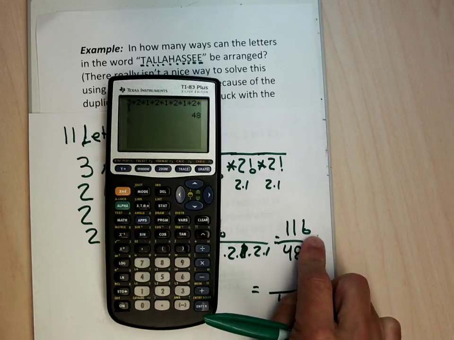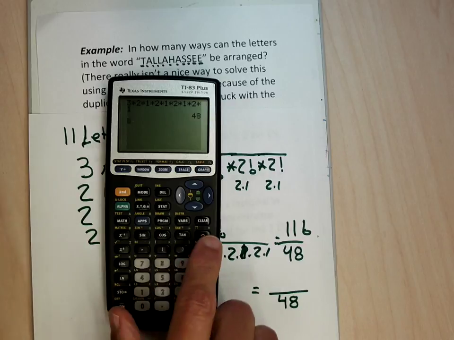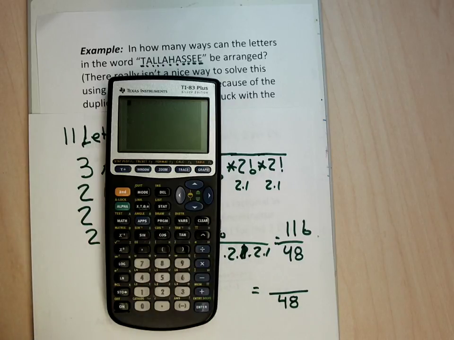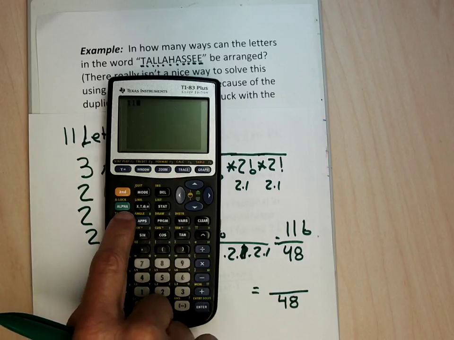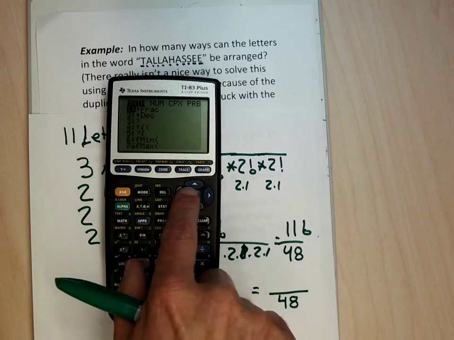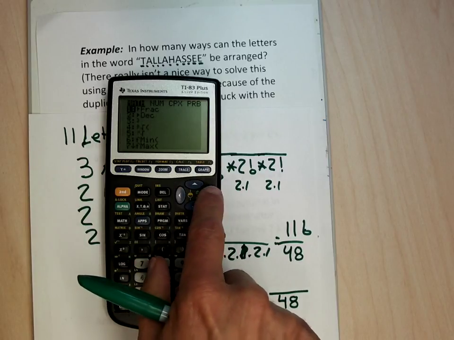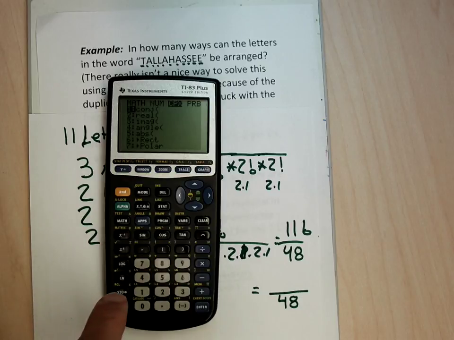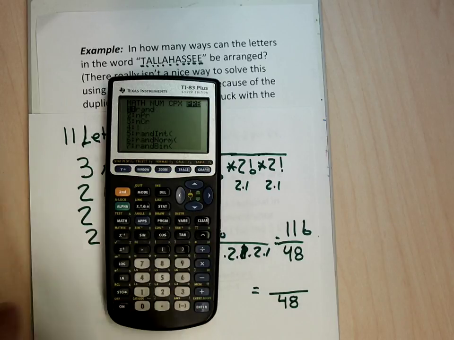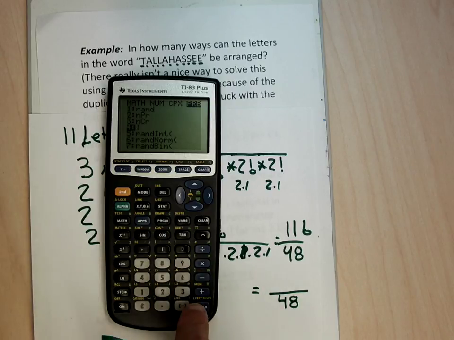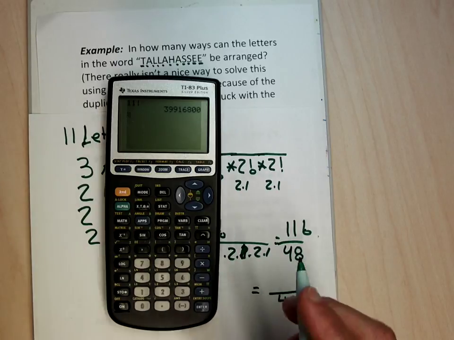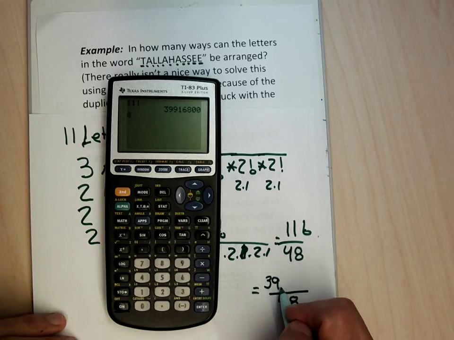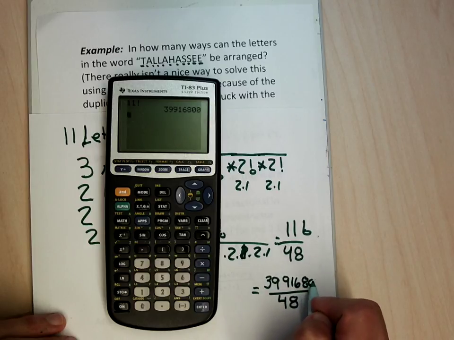My calculator actually can do factorials. Let me show you how to get this numerator on my calculator. So to get the 11 factorial that I need, I type the number 11, I go over and I hit the math key, and then I'm going to use the left and right arrow. Starting with math, I arrow over once to num, once to CPX, and then once to PRB. And then once you're at the PRB screen, you can see the exclamation point for the factorial. And so that's going to give me 11 factorial, which is 39,916,800.